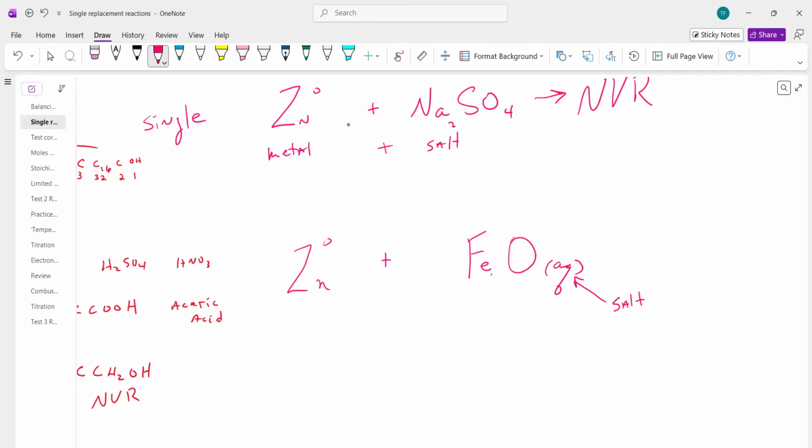Okay. That means the ferric oxide ferrous oxide is dissolved in water. Okay, so we put these two together. We got a piece of zinc metal, we throw it in the ferric oxide solution. What's going to happen? Okay, which is the metal? Zinc. So if zinc is higher on the reactivity chart than iron, it'll go.